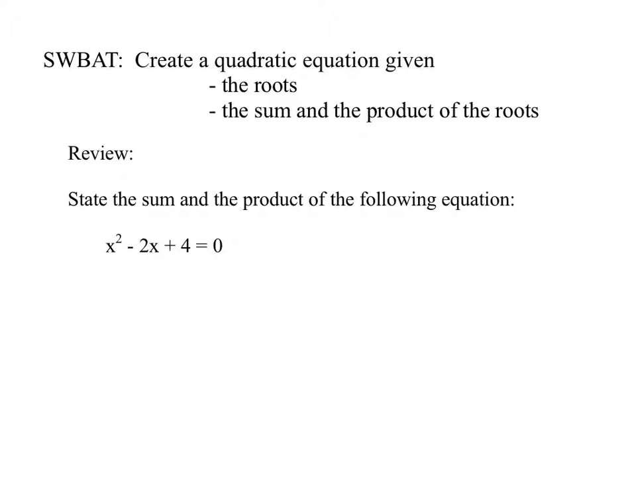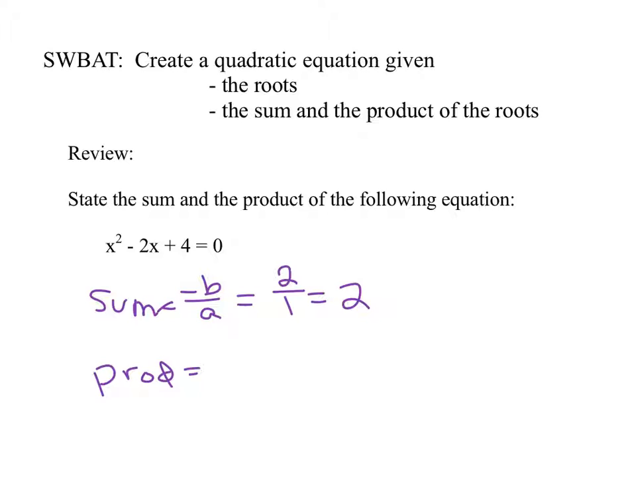All right, today you are learning how to write a quadratic equation given the roots or the sum and the product of the roots. So just as a quick review, can we state the sum and the product of these? The sum of the roots, remember, the formula is negative b over a. So this would be positive 2 over 1, or just 2. The product is c over a, so it's 4 over 1, or 4.